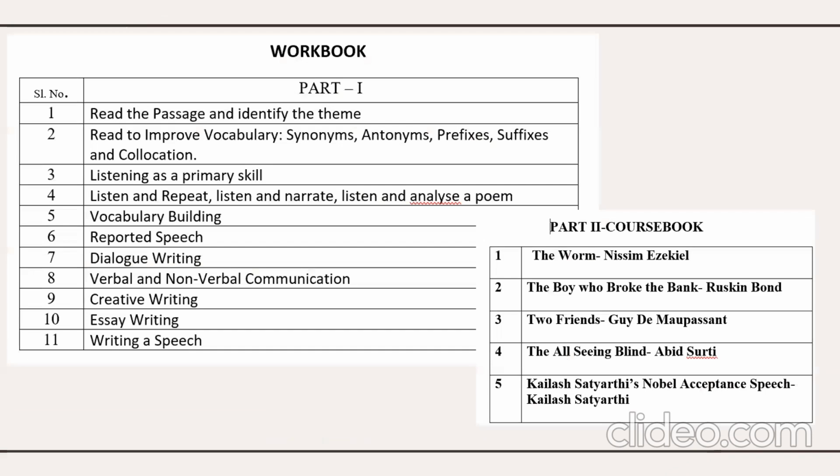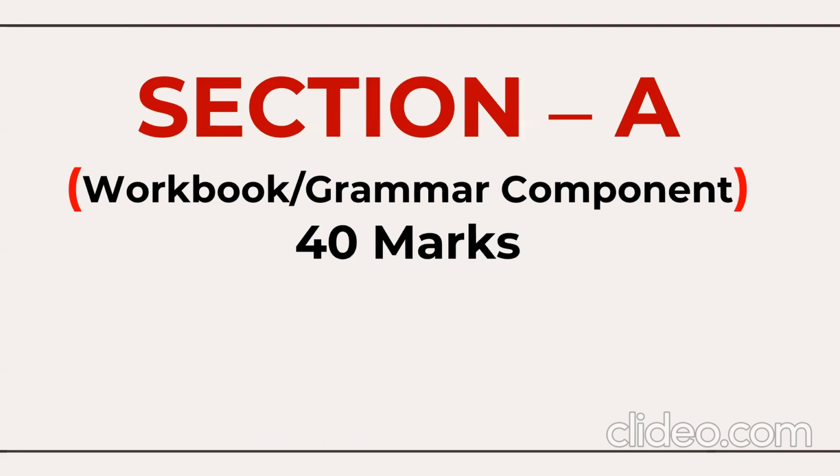To begin with, let's understand the syllabus you have here. You have 11 topics from the workbook and 5 chapters from the course book. The workbook has the weightage for 40 marks and the course book has the weightage for 20 marks. Section A of the question paper is titled grammar component, which has a weightage for 40 marks, and Section B has the weightage for 20 marks, that is for the workbook. So the question paper begins like this.